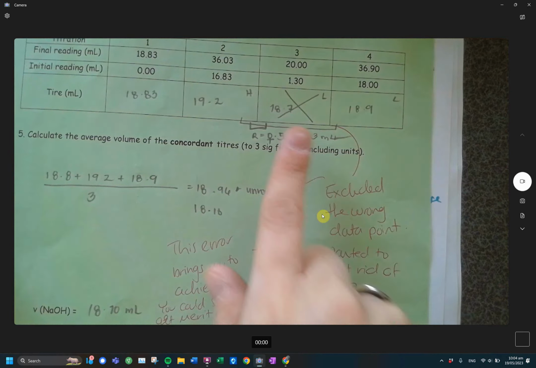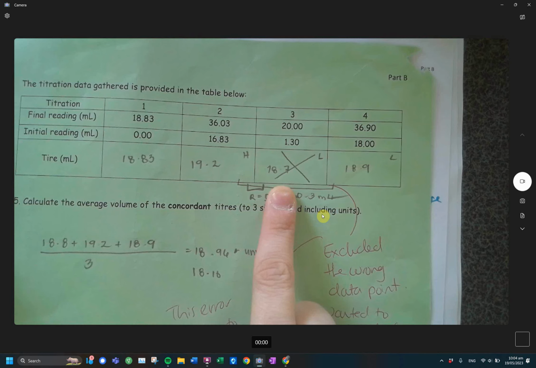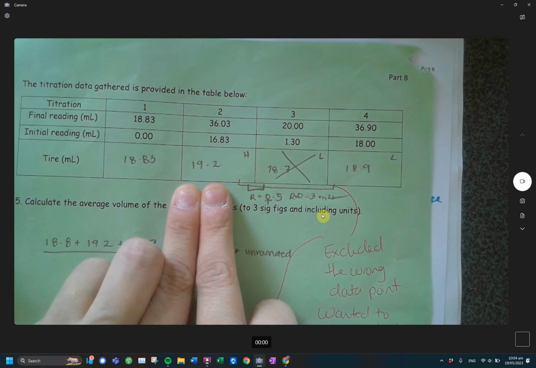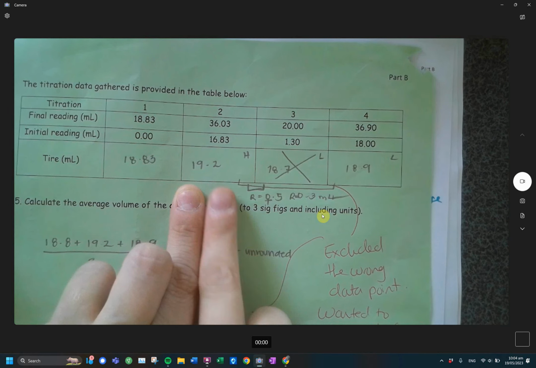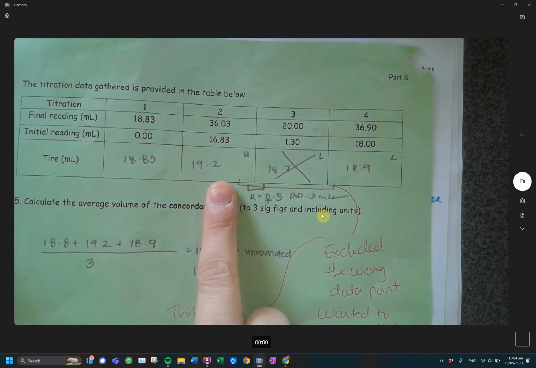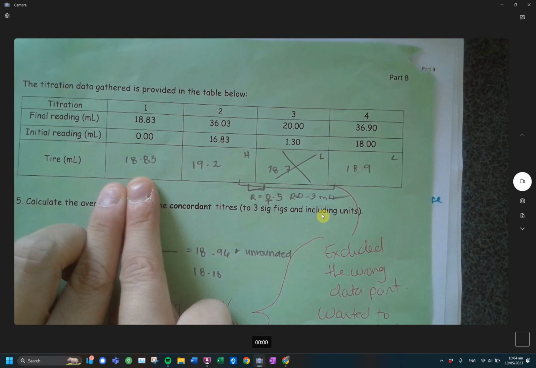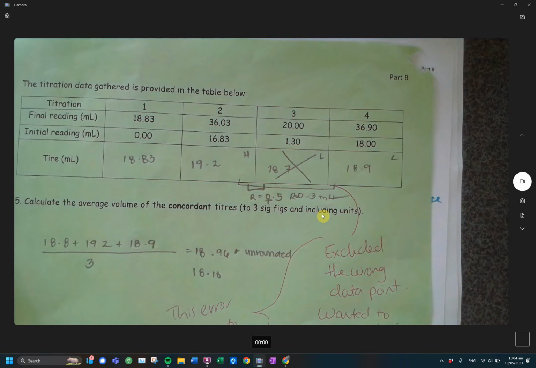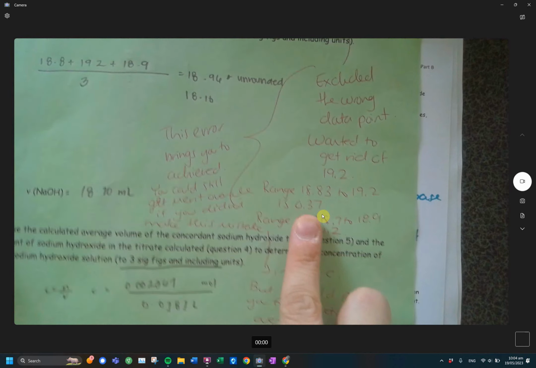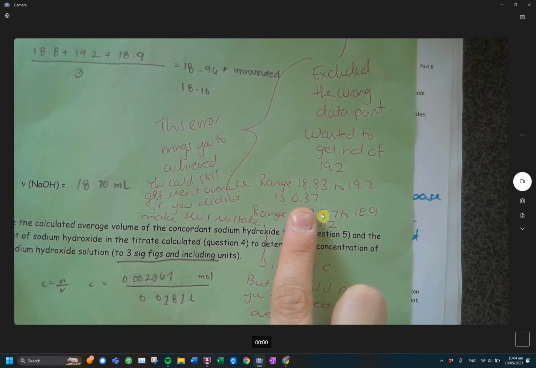So if she excluded this number from her data point, she would have 19.2 as her highest, and she would have now the new low point as 18.83. So if we subtract those two numbers, the range difference in that one was 0.37, and I want the range to be within 0.3. So that was not the right number to exclude.